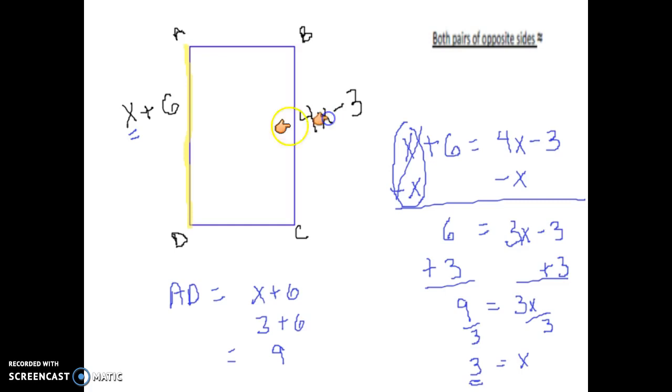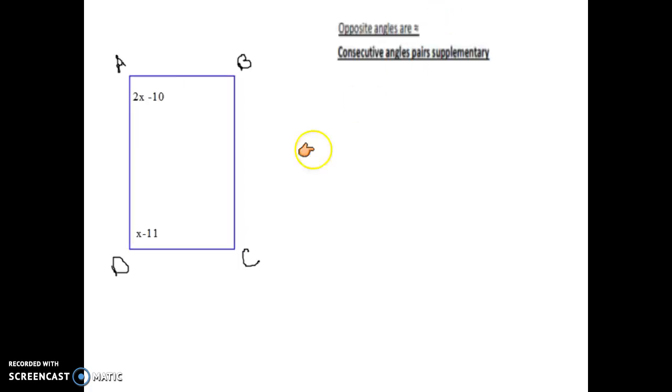And now we've got our answer. I could plug it in here too, right? These sides are equal, so BC is going to have to be 9. 4 times 3 is 12, minus 3 is going to give me 9 as well. Number 5 is talking about the angles, so it's a little different. So I've got one example like that.